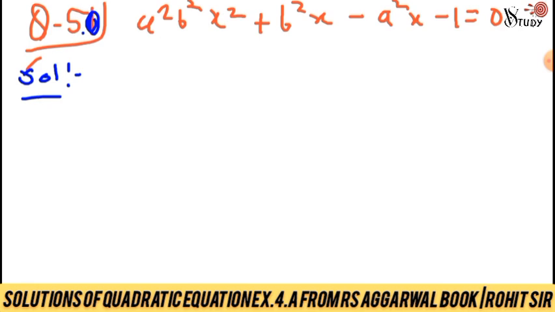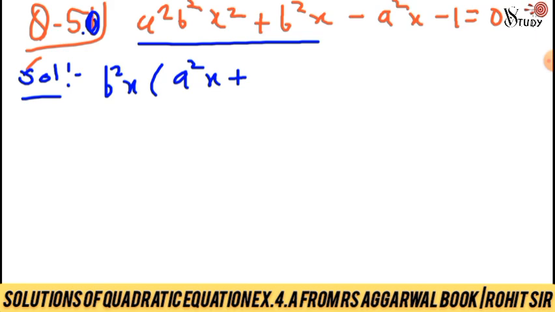Now solve this equation. For that we just take common from the first two terms. From the first two terms we can take b square x as common. Then we have a square x plus 1. Now take minus 1 as common. Then we have a square x plus 1 is equal to 0.